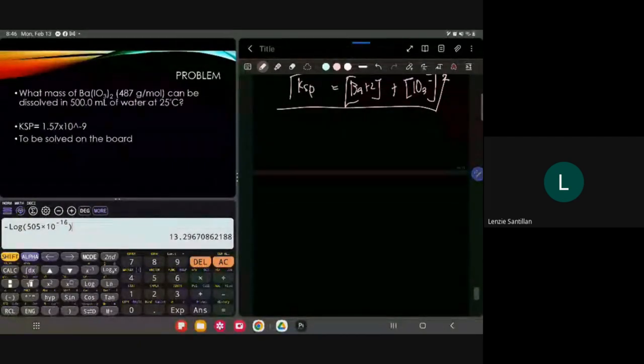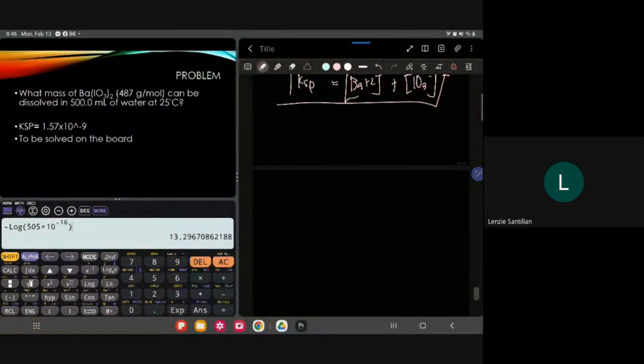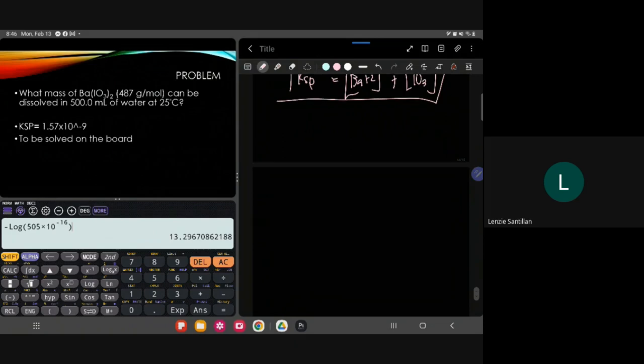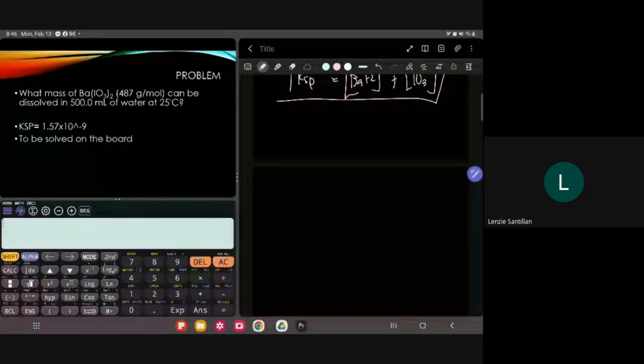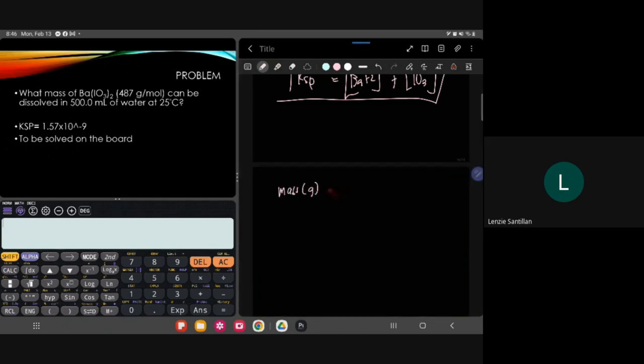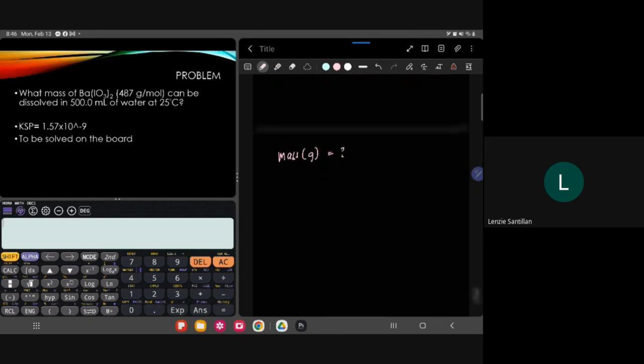What mass of barium iodate, ayan, yung molecular weight na binigay, can be dissolved in 500 ml of water at 25 degrees Celsius? So guys, sobrang komplikado itong problem na to. Ito yung unang problem kay Skoog. At unang bagsak pa lang ng problem niya, sobrang paikot-ikot na. Guys, tingnan nyo ha, ano yung given? Ano yung hinahanap? Mass. So we expect that this would be in gram yung hinahanap, yung masosolve natin. Okay, mass ng barium iodate.